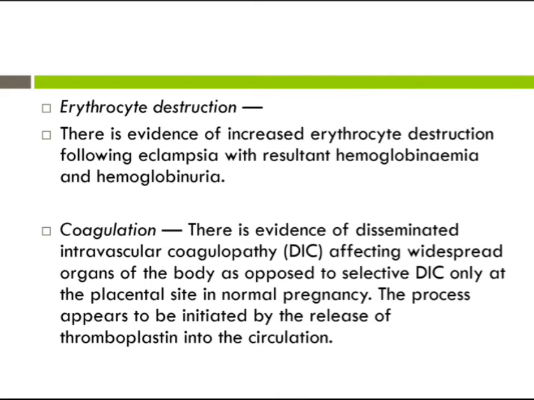Erythrocyte destruction. There is evidence of increased erythrocyte destruction following eclampsia with resultant hemoglobinemia and hemoglobinuria. Coagulation. There is evidence of disseminated intravascular coagulopathy affecting widespread organs of the body, as opposed to selective disseminated intravascular coagulation only at the placental site in normal pregnancy. The process appears to be initiated by the release of thromboplastin into the circulation.